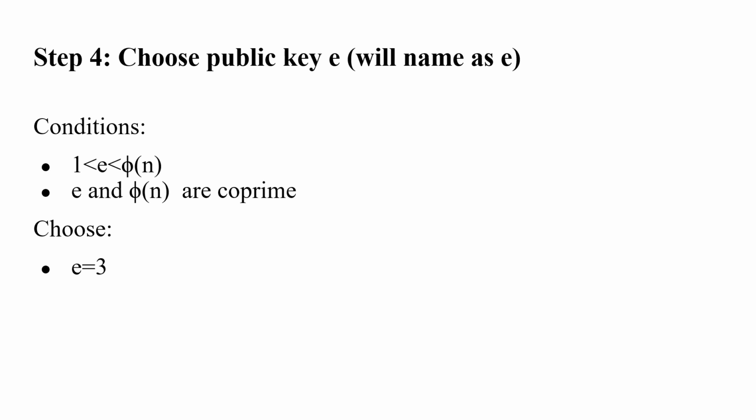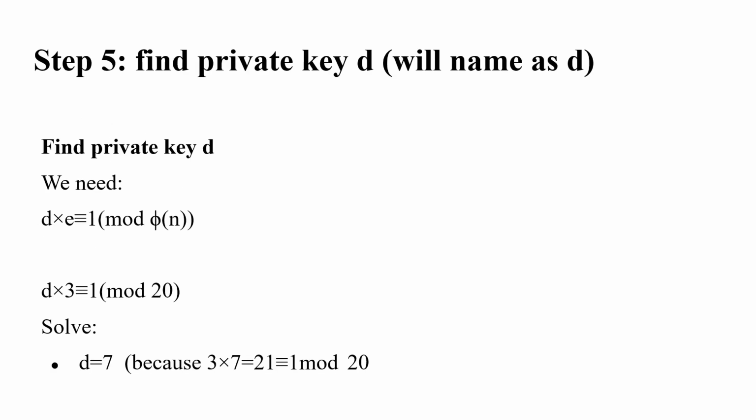There are other numbers too. If you take 7 also, 7 is eligible. Why? Because 7 is greater than 1, and if you take the GCD of 7 and 20, of course we will get coprime. I'm going with a smaller number so that the mathematics will be easy for you. So I'm taking the value of E equal to 3. Now I got the value of the public key, which I named E, as 3.